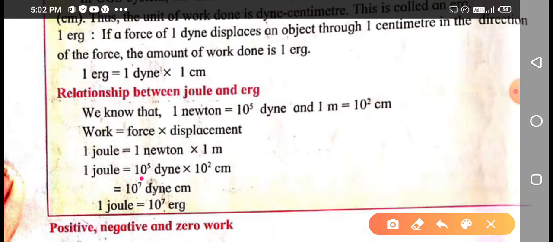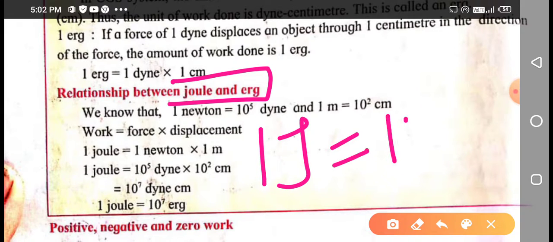Here 10 to the power 5 and 10 to the power 2 have the same base, so we add these powers. 5 plus 2 is 7, so we get 10 to the power 7 dyne centimeter. So 1 joule is equal to 10 to the power 7 ergs. This is the relation between joule and erg. What is the relation between joule and erg? 1 joule is equal to 10 to the power 7 erg.